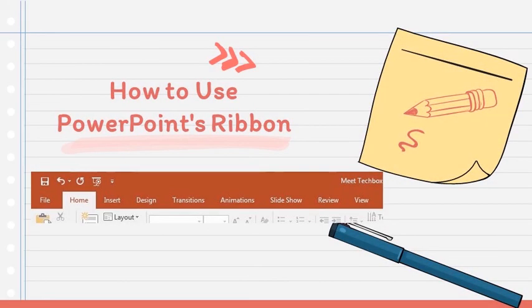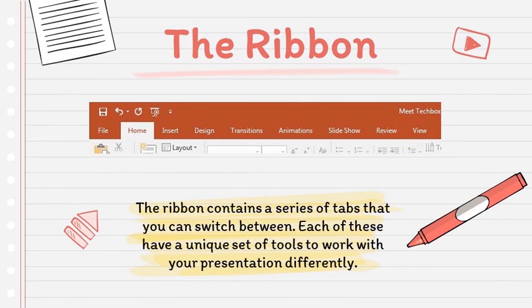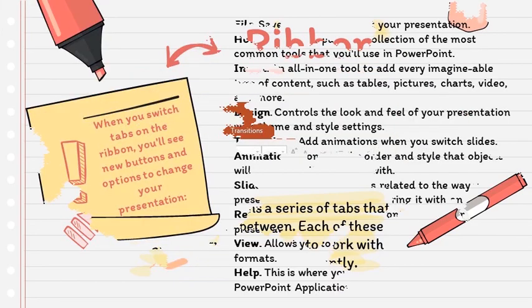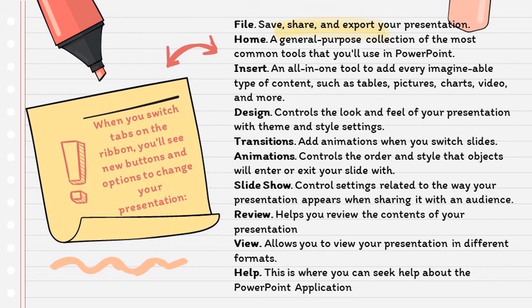How to use a PowerPoint's ribbon. The ribbon is located near the top of the PowerPoint window, covering an area from left to right. It contains a series of tabs that you can switch between. Each of these tabs have a unique set of tools to work with your presentation differently. A total of 10 tabs can be seen in the ribbon: the File tab, Home tab, Insert tab, Design tab, Transitions tab, Animations tab, Slideshow tab, Review tab, View tab, and Help tab. In each tab, you'll see new buttons and options.